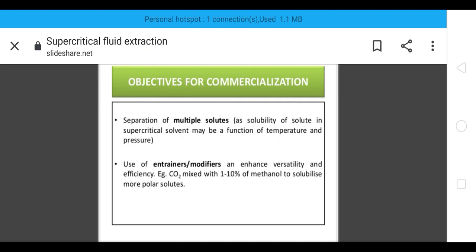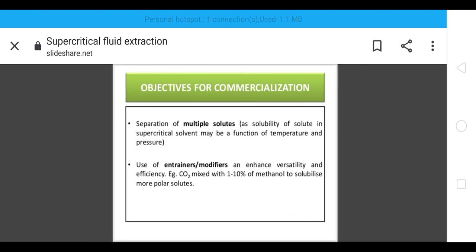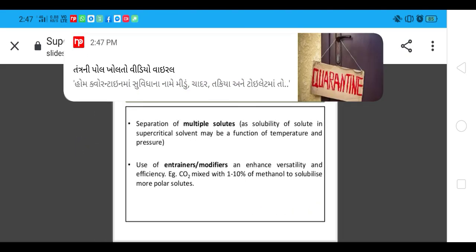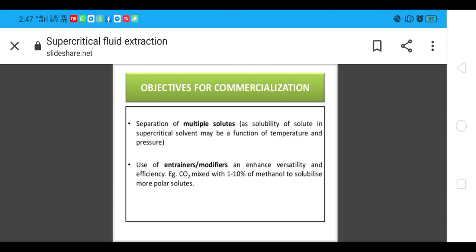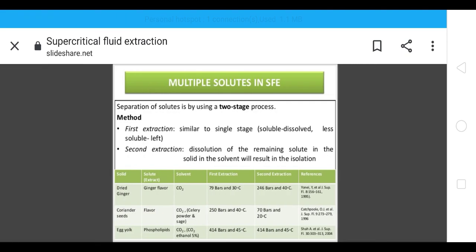Now, objectives for commercialization: separation of multiple solutes. The solubility of a solute in a supercritical fluid is a function of temperature and pressure. The use of modifiers enhances versatility and efficiency. For multiple solutes in supercritical fluid, separation of solutes is done in two stages: the first extraction and the second extraction.